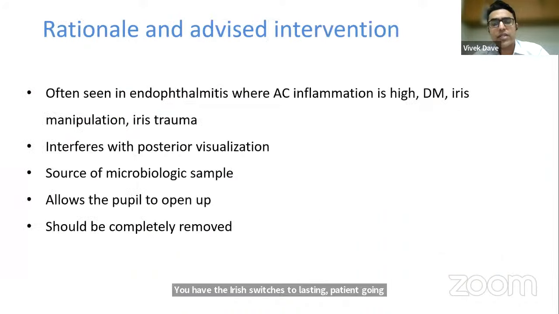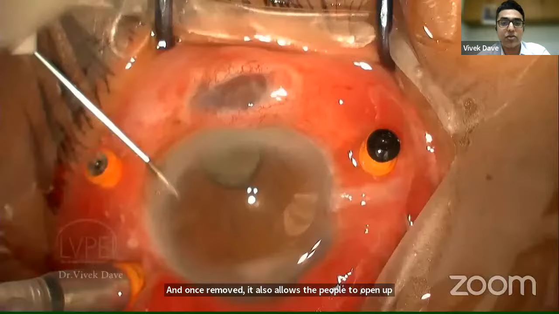You see these exudates in the anterior chamber when the inflammation is very high, or the patient is a known case of diabetes mellitus, or iris manipulation has occurred, or a lot of iris trauma has occurred in the precedent event to the endophthalmitis. This again interferes with posterior visualization. If you can salvage or take out all these exudates, you could have a good source of a microbiology sample. And once removed, it also allows the pupil to open up well. Hence, in my book, if visualization permits, you should attempt to remove the AC exudates well.